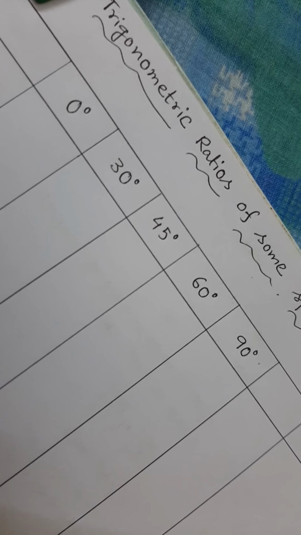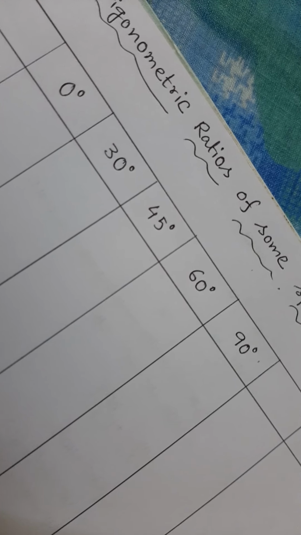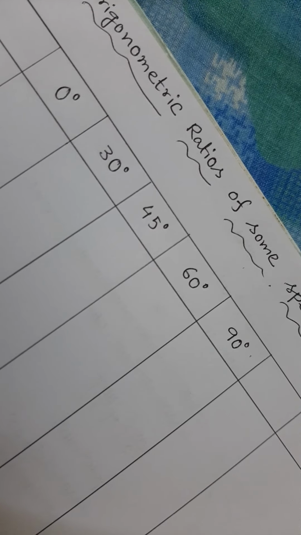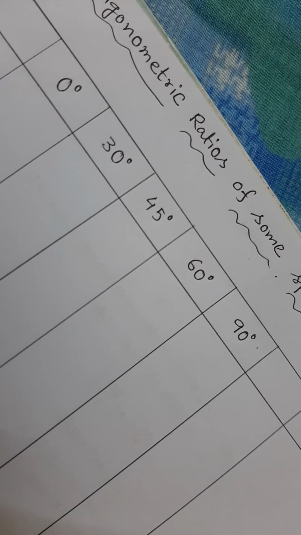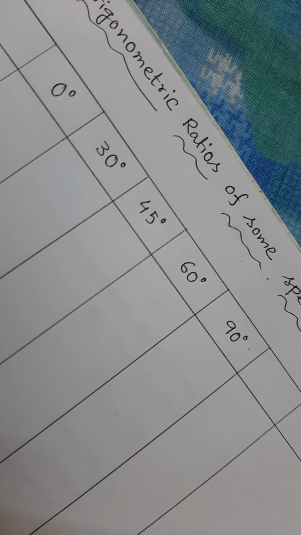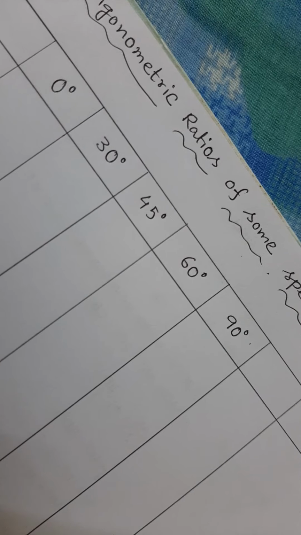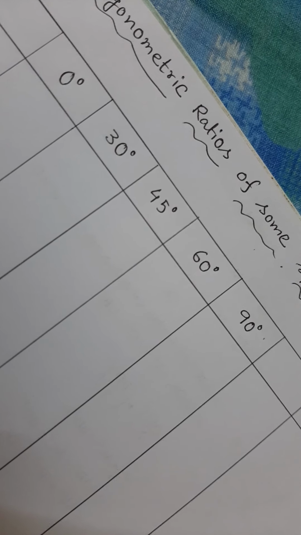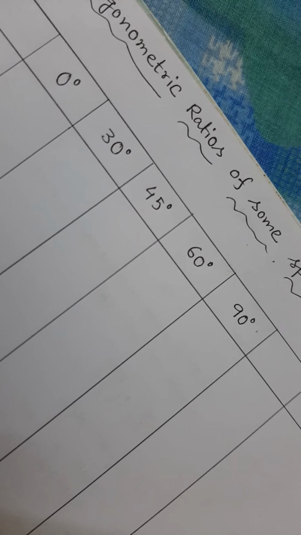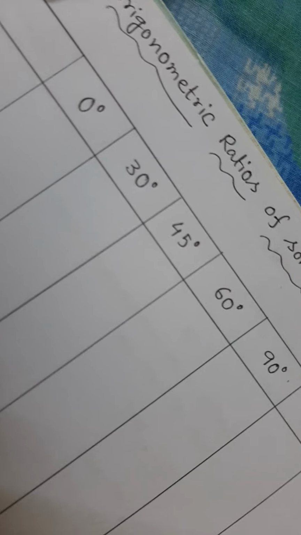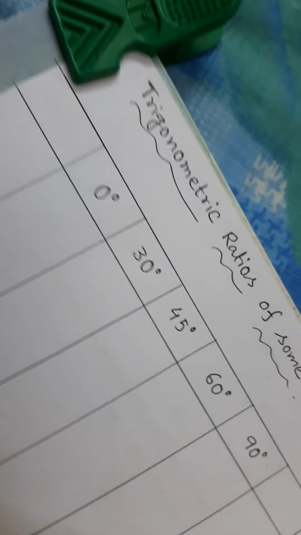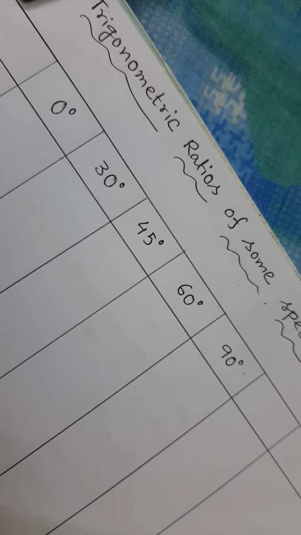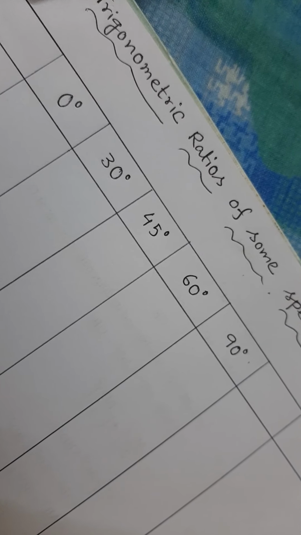First, write 0 degree, 30 degree, 45, 60 and 90 degree. So you have to find all the 6 ratios, that is sine, cos, tan, cosec, sec and cot of these angles. So first, sine. See easily how to find all these angles value.